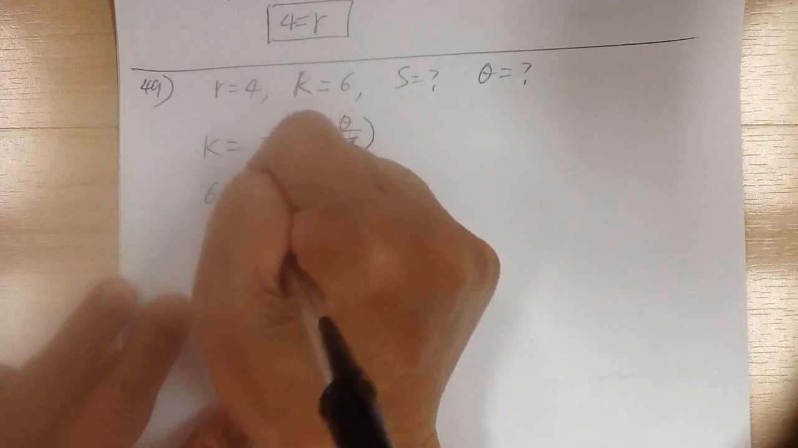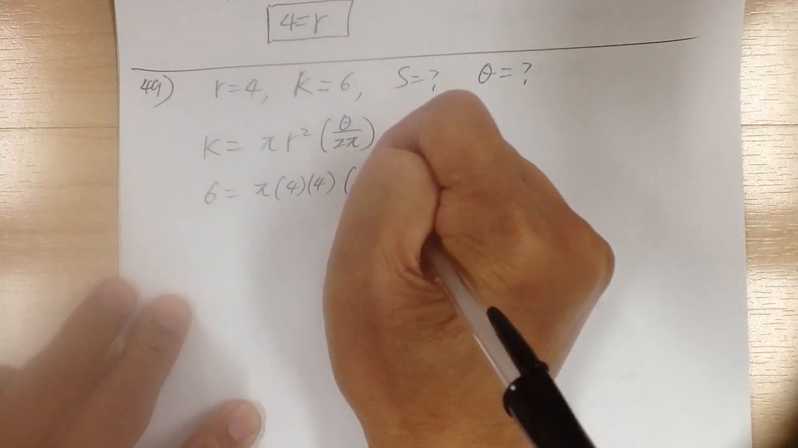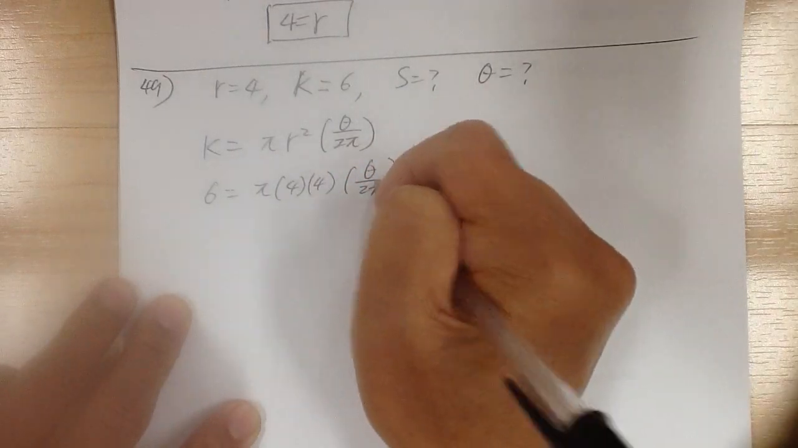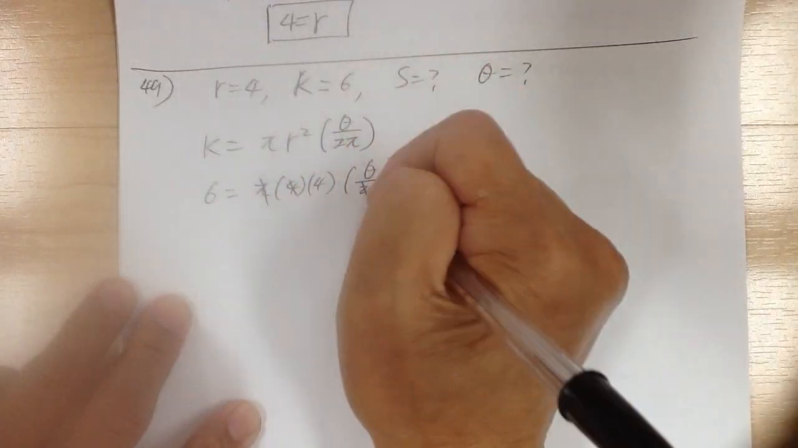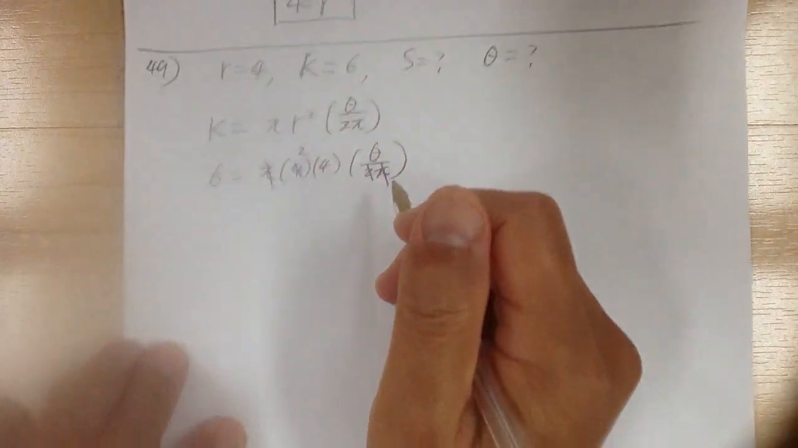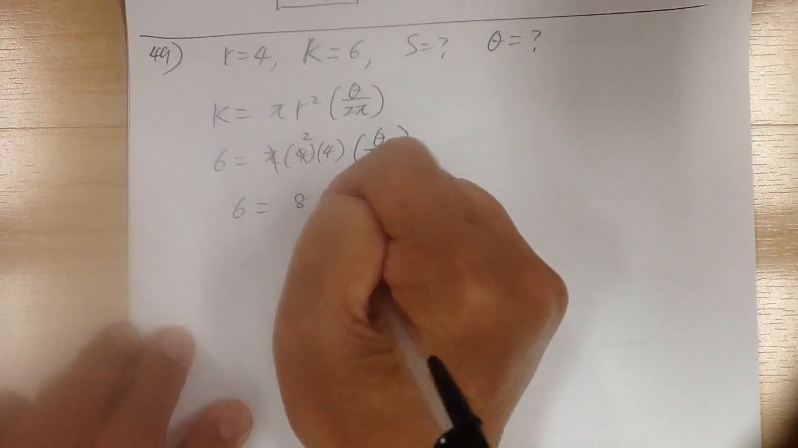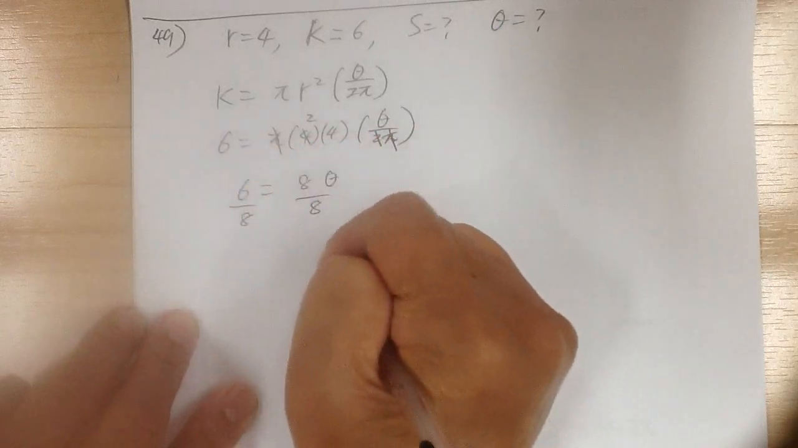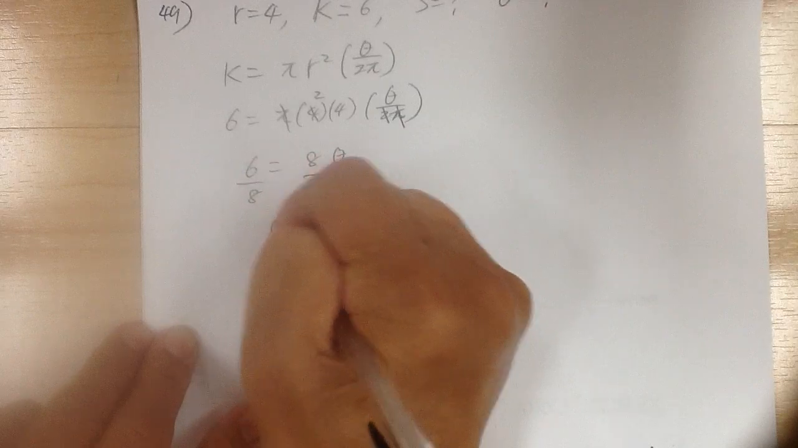So 6 equal to pi r squared times theta over 2 pi. So again, pi cancels with pi, and then 2 cancels with the 4, so I get 2. So 6 equal to 8 theta. Divide by 8, divide by 8, so theta equal to 3 over 4, or 0.75.